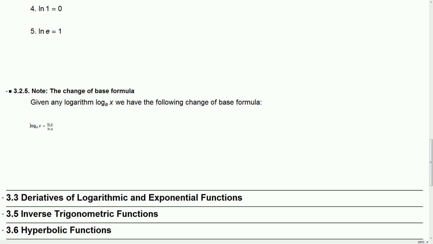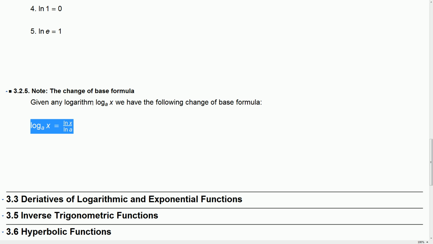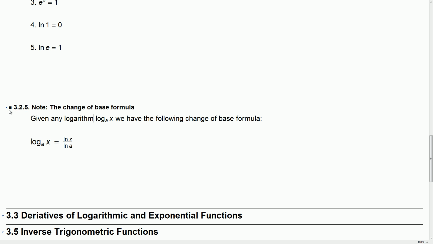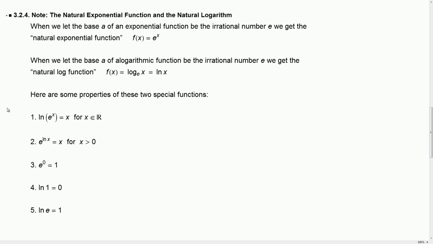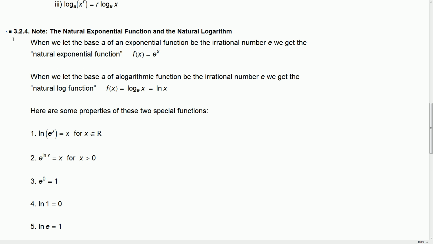Also, we have what's called the change of base formula. Let me make this a little bigger for us. If anybody gives you a logarithm, log base a of x, no matter what the base is, no matter what x is, you can always change it into this. So log base a of x equals natural log of x over natural log of a. And the power of this change of base formula is that it allows us to figure out any logarithm for any base using our calculator, because our calculator has the natural log key on it. So just keep that in mind. Special formula, we'll be using that sometimes, and these properties sometimes.